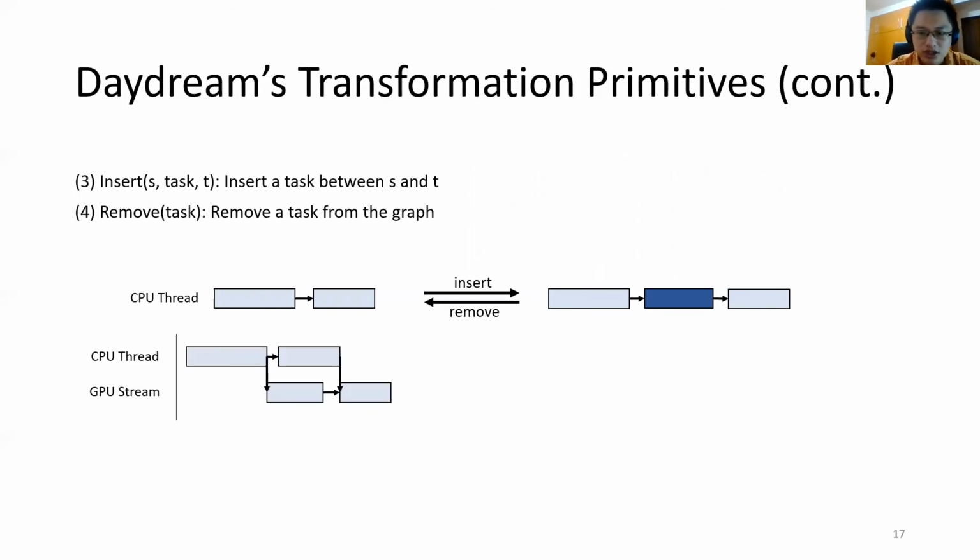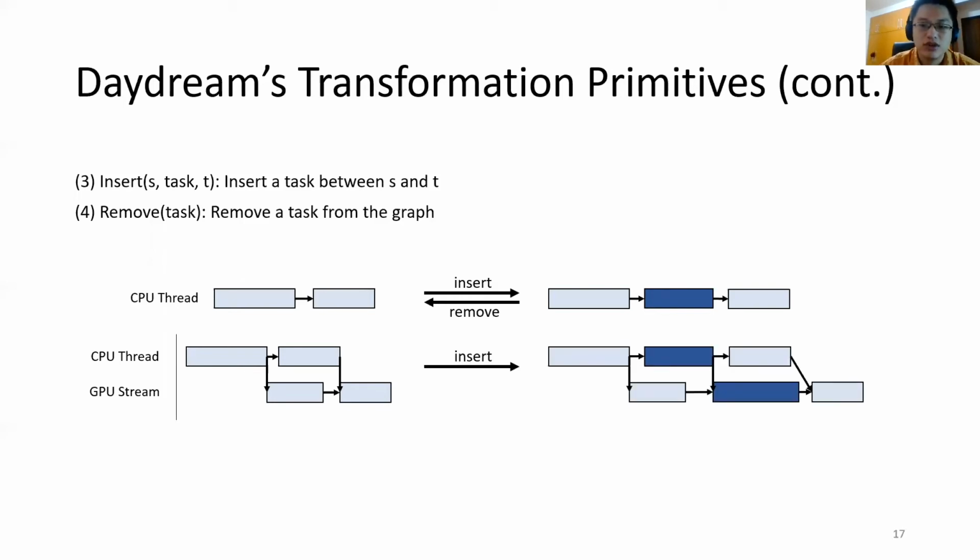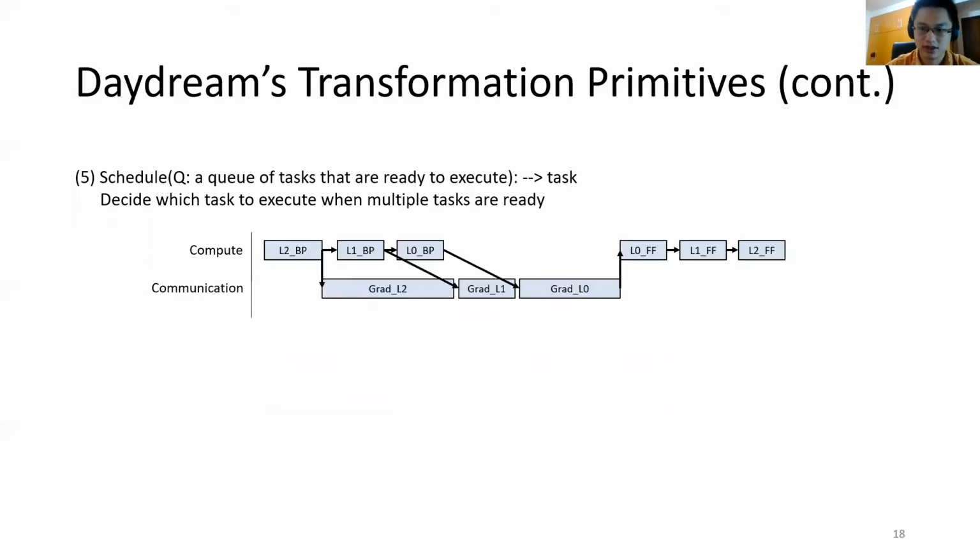When inserting a GPU task, it's a bit different because a GPU kernel has a corresponding CUDA API to launch it on the CPU side. So when inserting a GPU task, we need to also insert a CPU task at the right position, representing the CUDA launch API. And again, removal is just the reverse of an insertion.